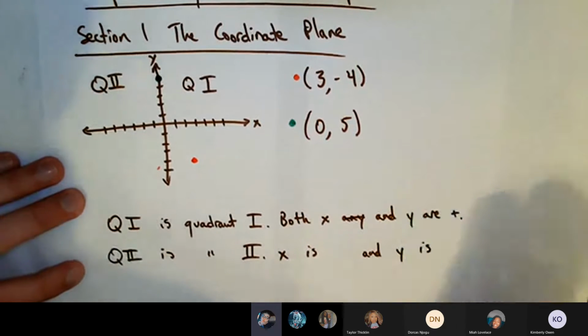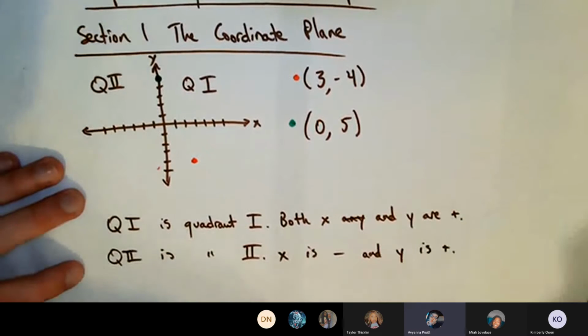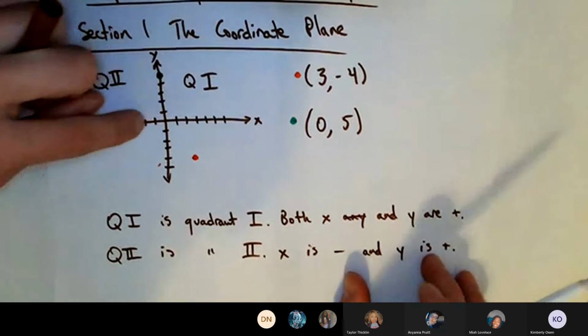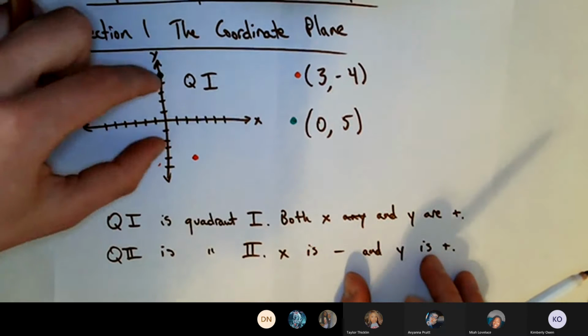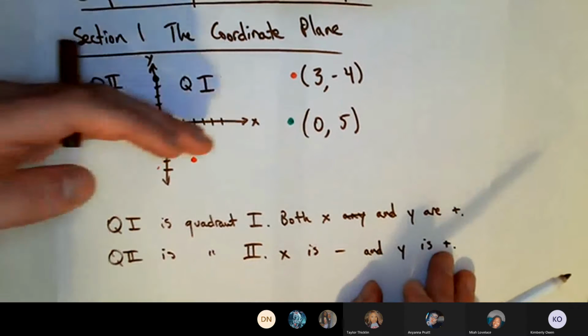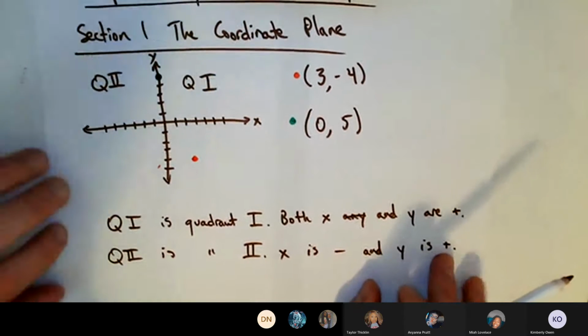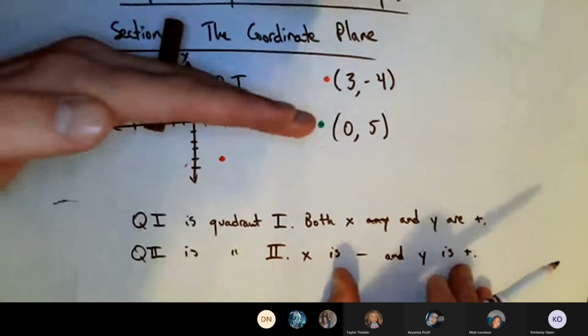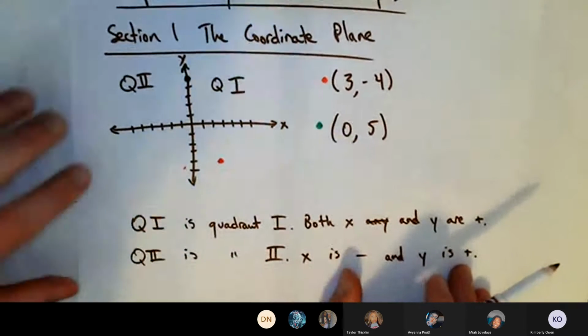X would be negative and Y would be positive. Yes, good. Okay, so up here we have negative x values because this is the negative x-axis, so we've moved this way, so x is negative and y is still positive because we're up above the x-axis. So anything above the x-axis is going to be positive for the y value.